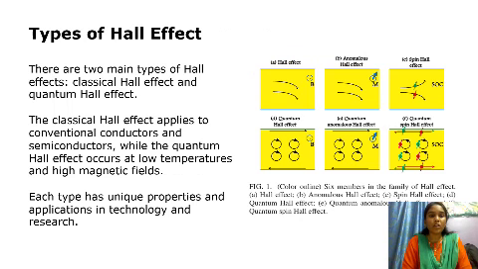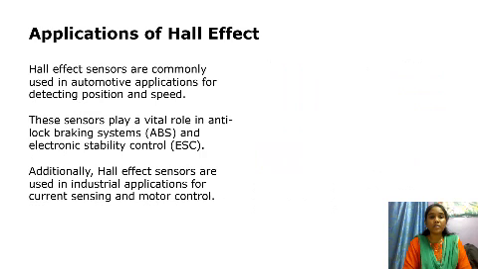Types of Hall effect. There are two main types of Hall effects, classical Hall effect and quantum Hall effect. The classical Hall effect applies to conventional conductors and semiconductors, while the quantum Hall effect occurs at low temperatures and high magnetic field. Each type has unique properties and applications in technology and research.